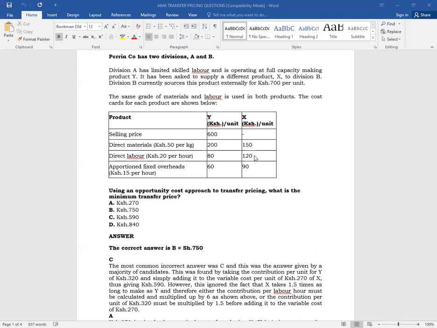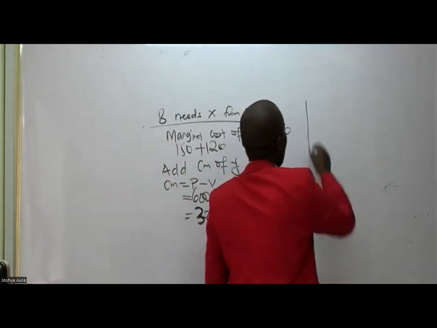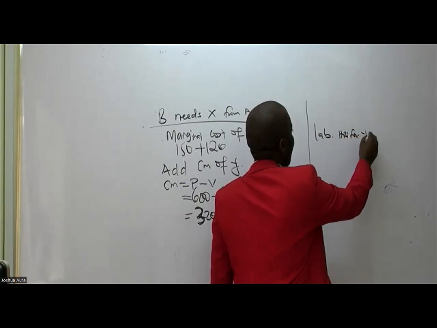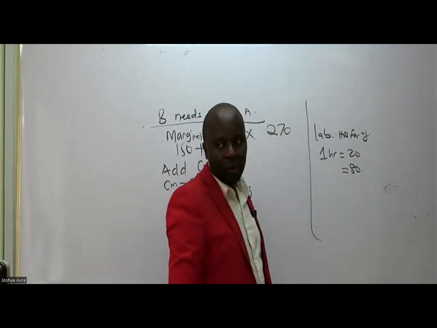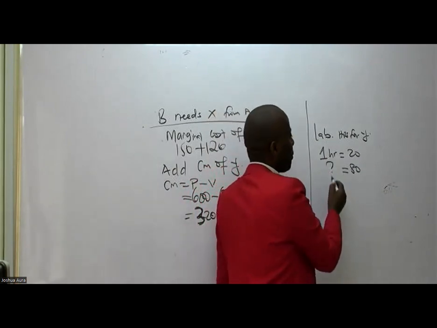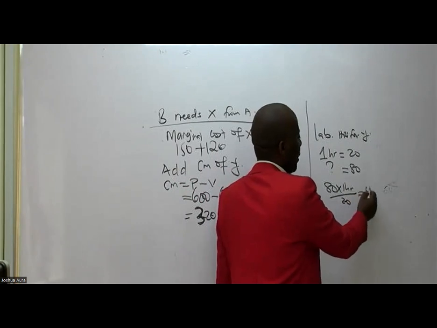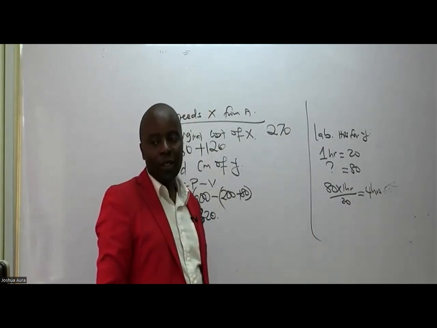I would want to get the labor hours for Y and the labor hours for X. So labor hours for Y. I know that 1 hour equals 20 bob. How about the number of hours in the 80? If I cross multiply, this would be 80 times 1 hour divided by 20, which gives me 4 hours. So for Y, I need a whole 4 hours.